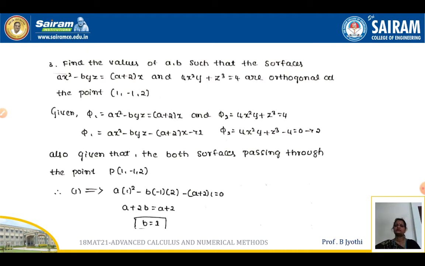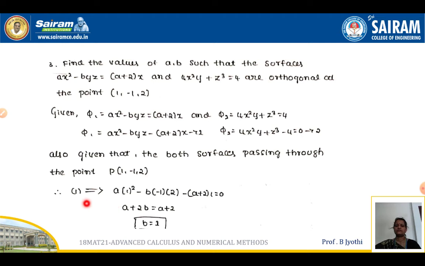Next problem. Find the values of a and b such that the surfaces a x square minus b y z equals (a plus 2) x and 4x square y plus z cube equals 4 are orthogonal at the point (1, -1, 2). So the condition given is orthogonality. Phi 1 is given by this and phi 2 is given by this; let us call them equations 1 and 2. Also, both surfaces pass through the point (1, -1, 2).